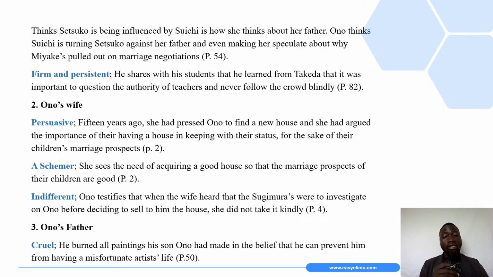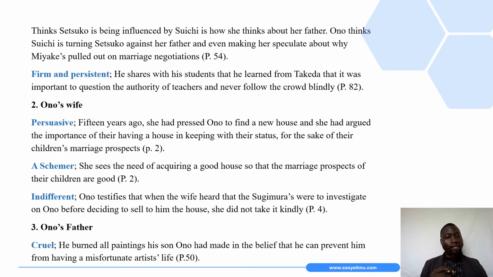Let's look at now Ono's wife. That is the second character, Ono's wife. I remember she is also called Michiko. She is persuasive. We are told that 15 years ago, she had pressed Ono to find a new house, and she had argued the importance of their having a house in keeping with their status for the sake of their children's marriage prospects.